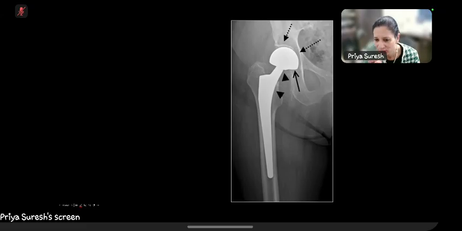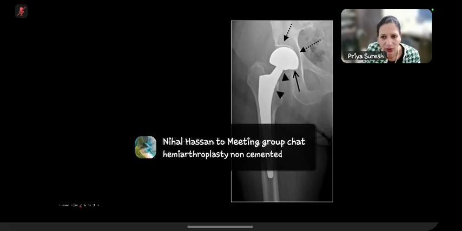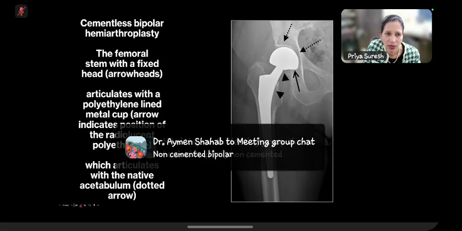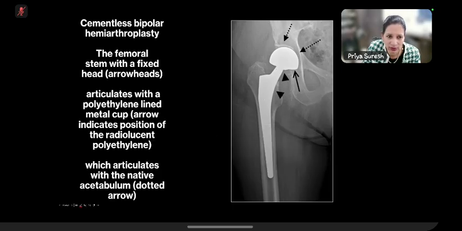The next one, again, think about it. So this time it'll be easier for you, because of what the native acetabulum will look like, so it's a hemi. But the difference this time is that it is a bipolar. What do you mean by bipolar? That means the femoral stem articulates with a polyethylene lined middle cup, which articulates with the native acetabulum. Okay, so this is a cementless bipolar hemiarthroplasty.